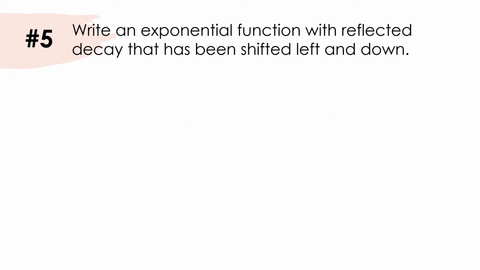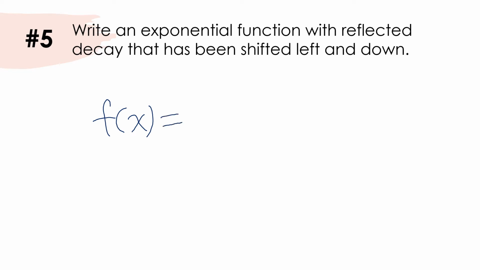Number 5 is a similar type of problem. This one says that it has an exponential function with reflected decay that has been shifted left and down. So this one doesn't really have any specifics in it, so your equation might look very different than the equation that I write, but there definitely should be some common parts to it. So I'm just going to use f of x. Remember, you can use g of x, t of x, j of x, whatever you want.